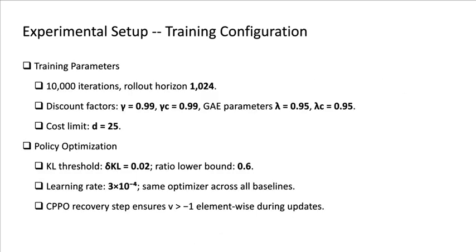For training configuration, we train for 10,000 iterations with a horizon of 1024. Discount factors are 0.99 and the cost limit is set to 25. We use the same optimizer and learning rate for all baselines. CPPO also has a recovery step to keep updates stable.